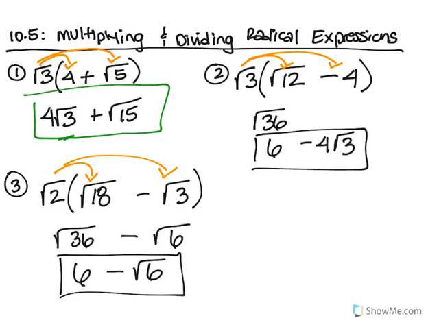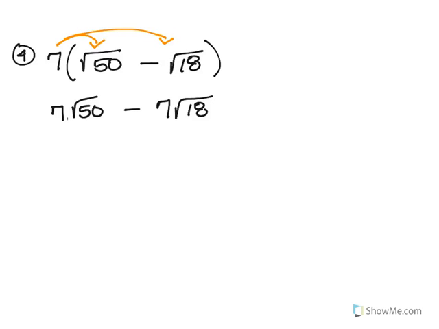Now, this is different than me having a square root of 6 left over or a square root of 3 left over. You see, those don't have any perfect numbers. They're in lowest terms. But a 50 and an 18, you should automatically know that has a perfect number in it. What's in 50? Very good. 25 times 2.